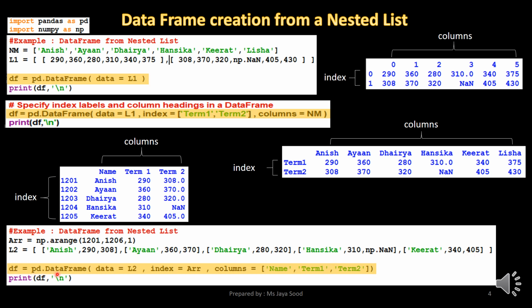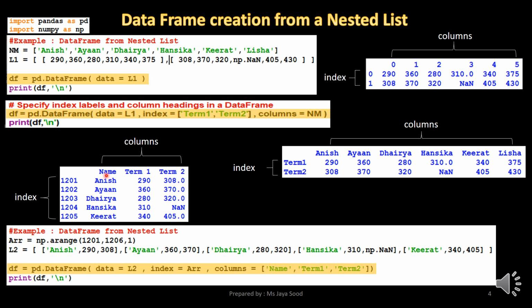df is a data frame object which is created by invoking the constructor method and passing L2 as the data. Index is specified as the ND array ARR and columns is specified as a list of values name, term 1 and term 2. When printed, you may see here in the output that the data frame is created with 5 rows. Each row is created from an element of the list L2.